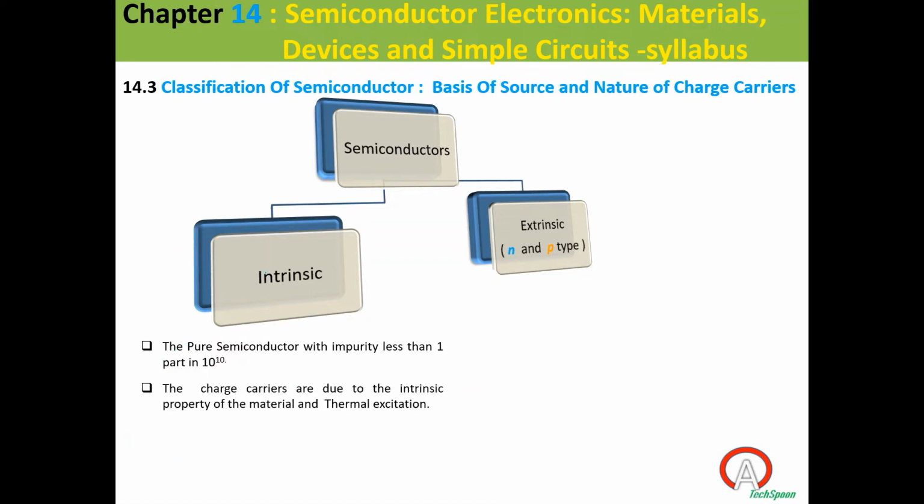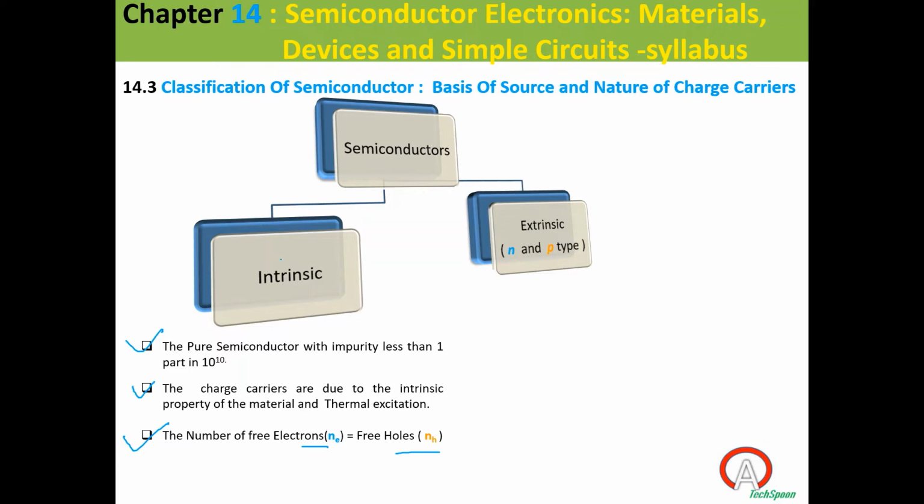Now, in the case of intrinsic, this is the first property. The second property is that the charge carriers are due to the intrinsic property, that means the inbuilt property of the material, and also due to thermal excitation. Due to the inbuilt quality of that material, and also if thermal energy increases, due to that, conduction happens. The third property of intrinsic is that the number of free electrons will be equal to the number of free holes. So these three properties are the case of intrinsic.